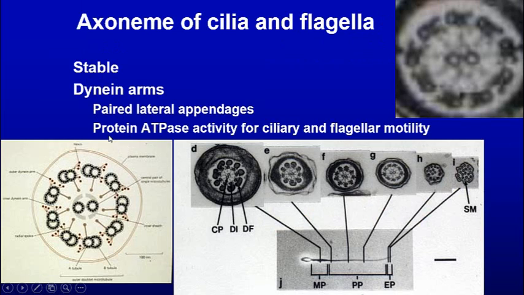The lateral appendages have ATPase activity associated with the cell moving, because one doublet will move in relation to another, and that makes the tail swing back and forth, as we see. If we look at different portions of the tail of a sperm, this happened to be from a horse, we see the mitochondria around the outside of the middle piece, dense fibers, and then we see the axoneme inside there. So here's the axoneme.